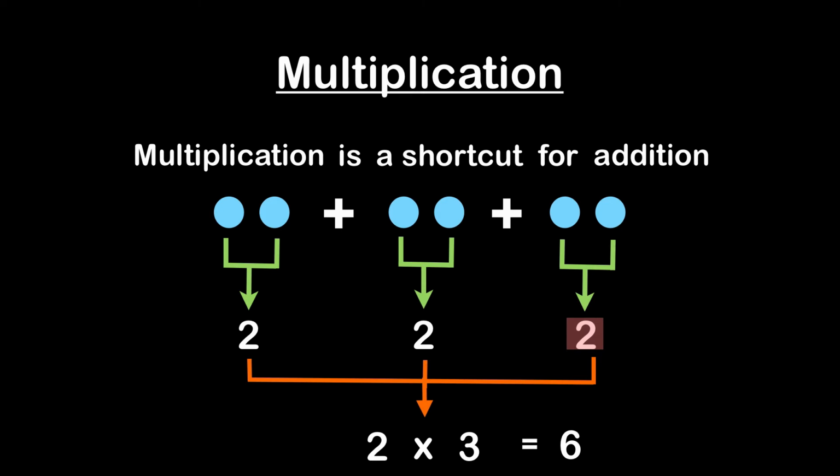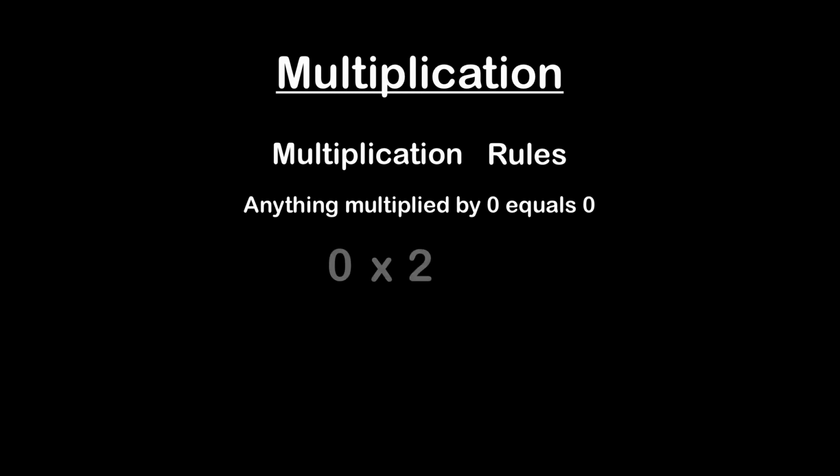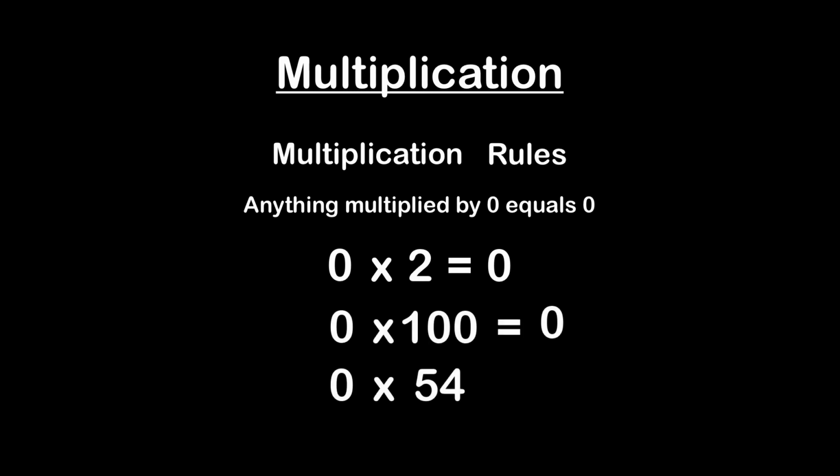Next, we will be going over the multiplication table, which is going to give you a good foundation and help you understand the whole concept of multiplication. But first, let me give you three main rules that are good to know when multiplying. The first rule is anything multiplied by 0 equals 0. In other words, when you multiply any number against 0, your answer is going to be 0. For example, 0 times 2 equals 0 because there are 0 groups or sets of numbers. So 0 times 100 equals 0 and 0 times 54 equals 0.